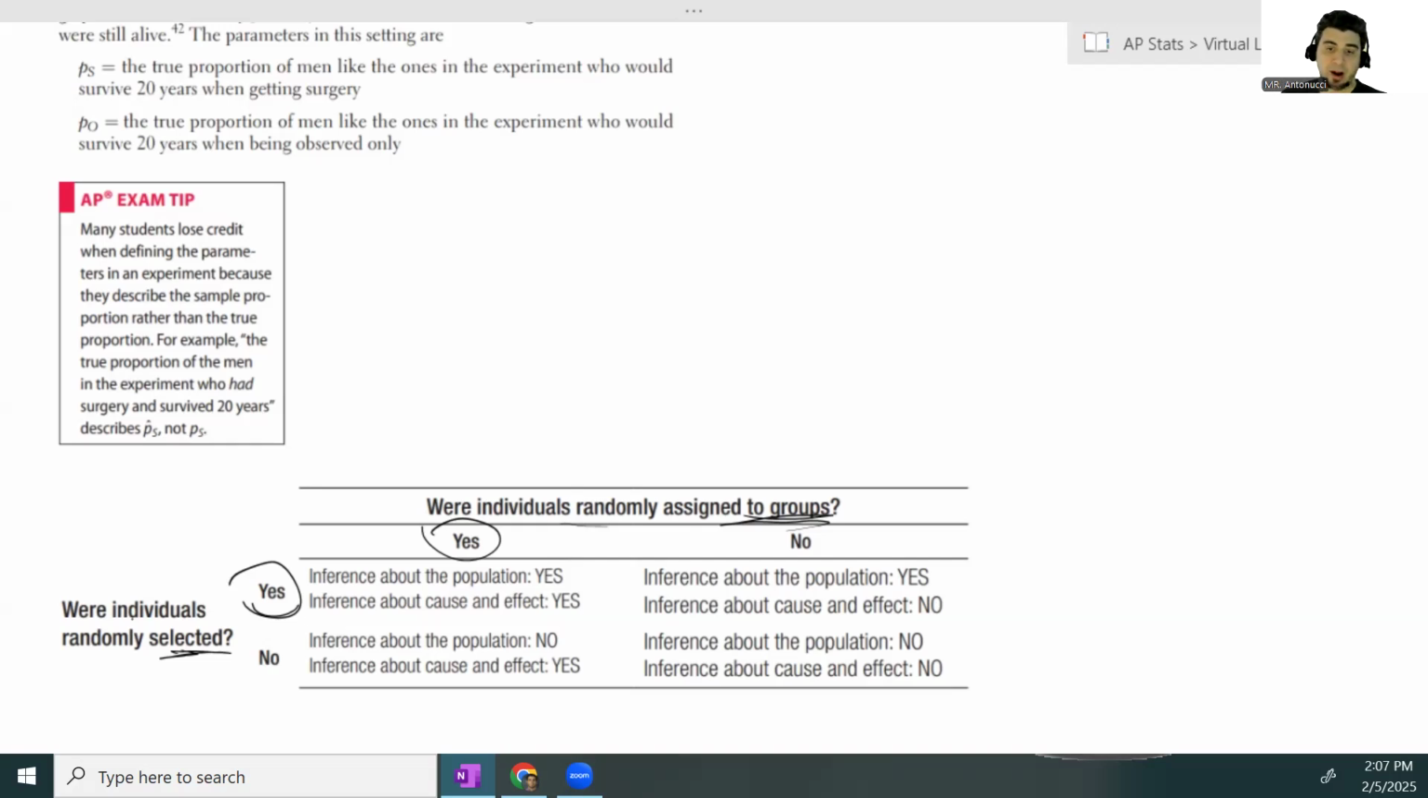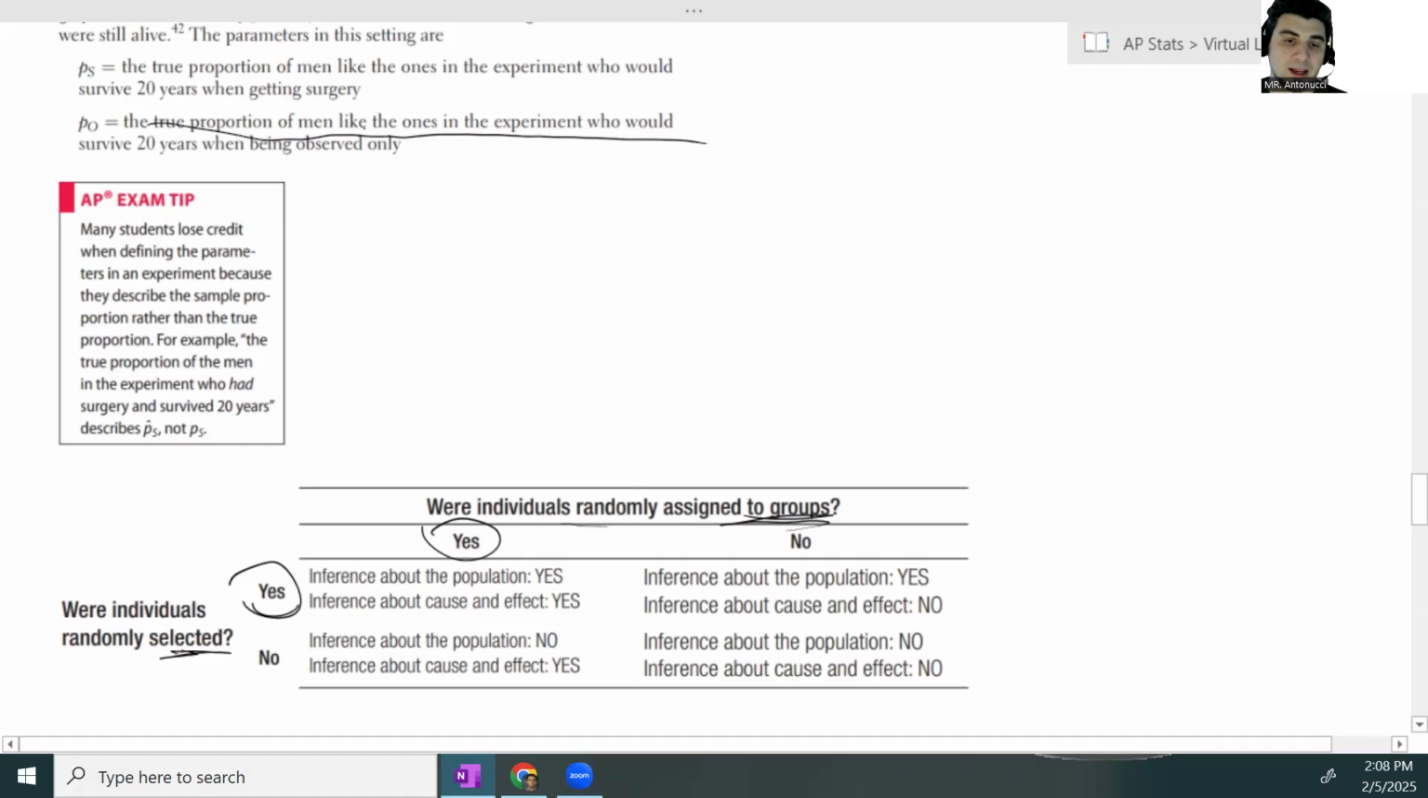If you are doing an experiment and you can't randomly select the individuals, you can only randomly assign them to groups, well, then the 10% condition isn't going to apply when you're doing a confidence interval. Just a note here: many students are going to lose credit when defining parameters in an experiment because they describe the sample proportion rather than the true proportion. For example, the true proportion of the men in the experiment who had surgery and survived 20 years describes p hat sub s, not p. Notice how they said the true proportion of men like the ones in the experiment, not of the men in the experiment.